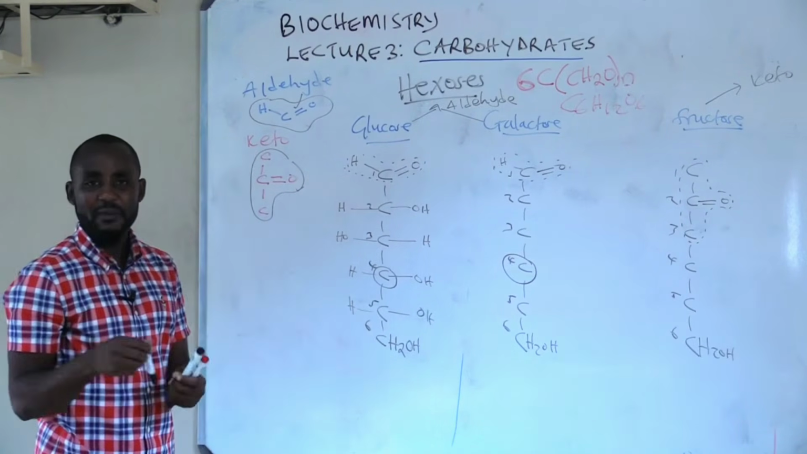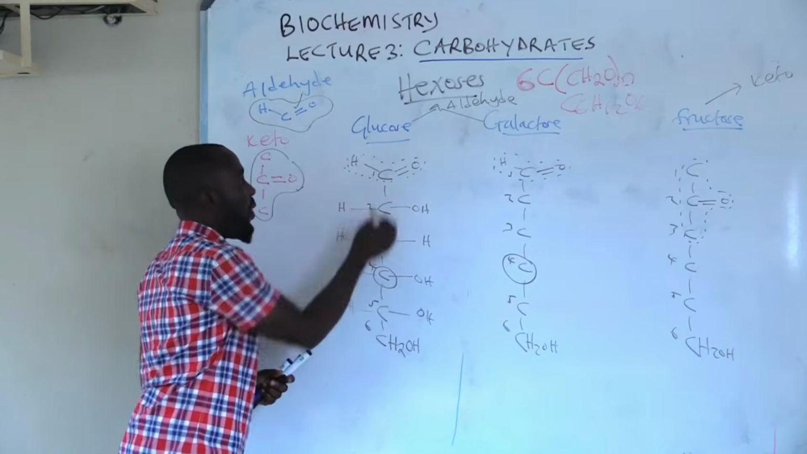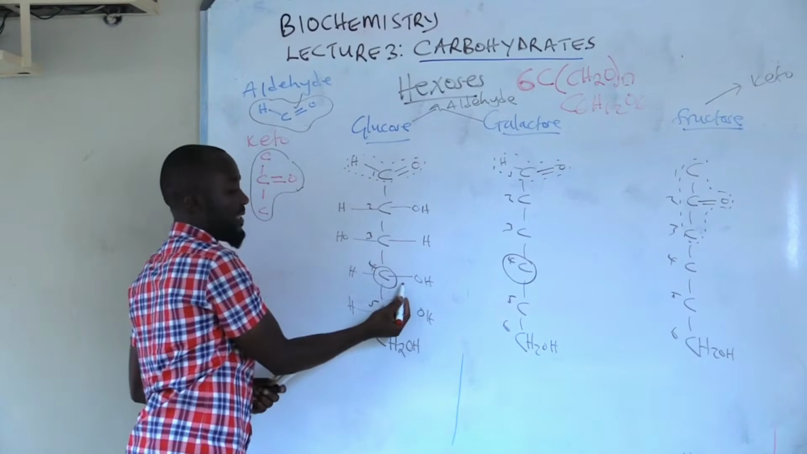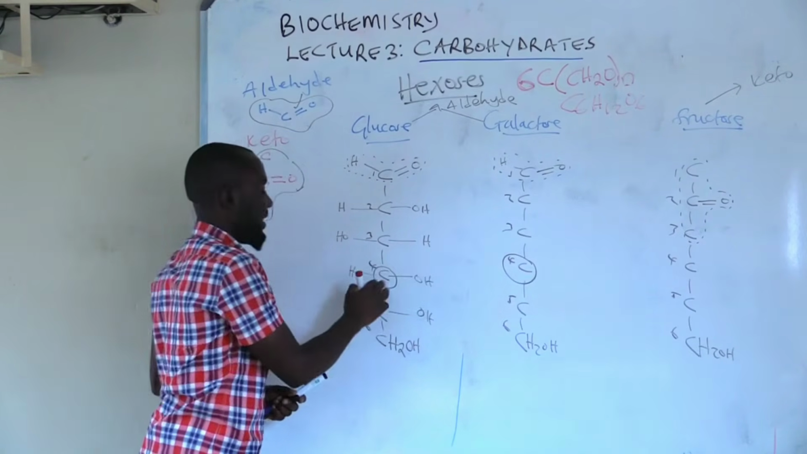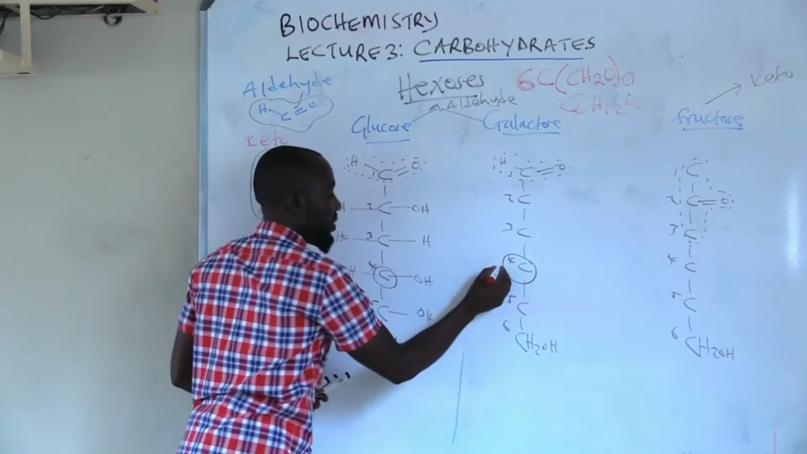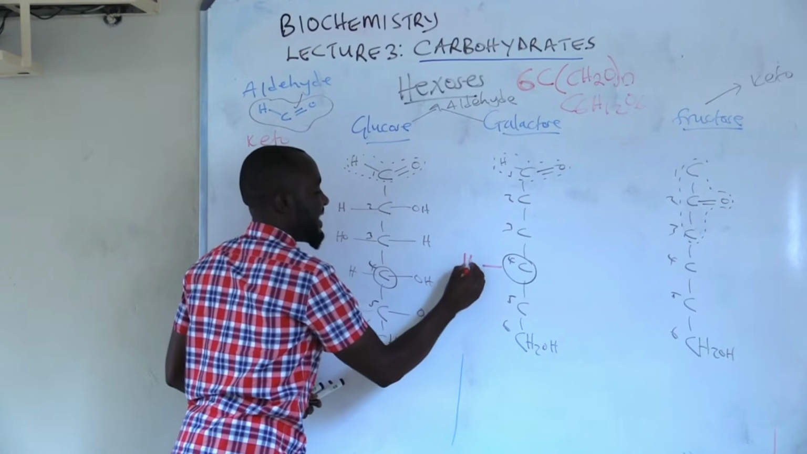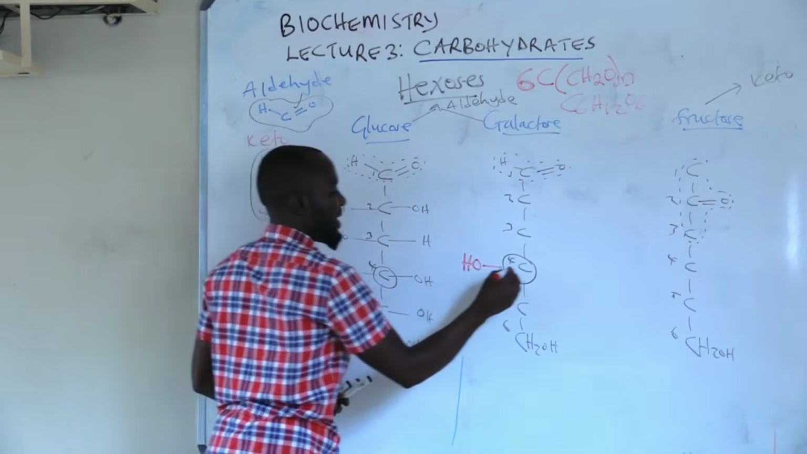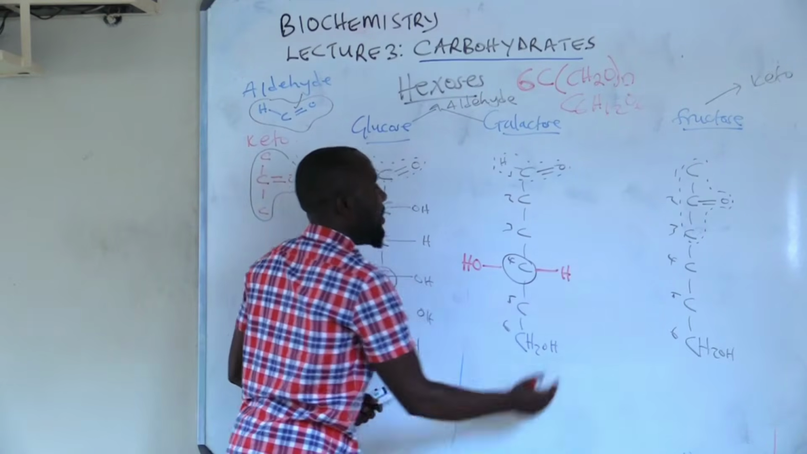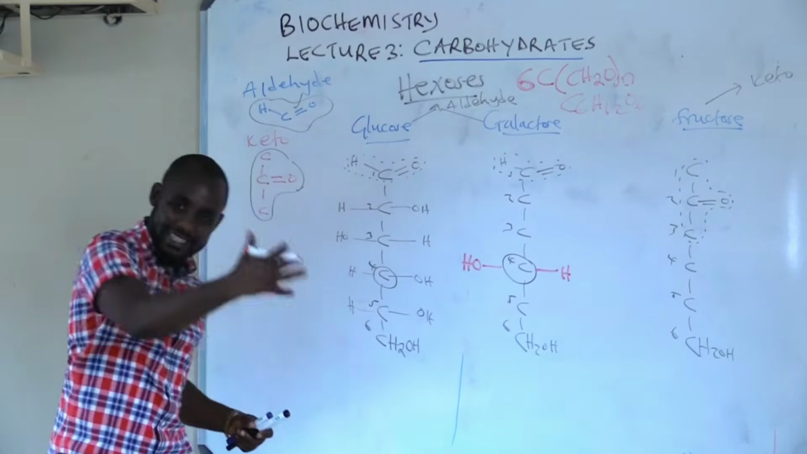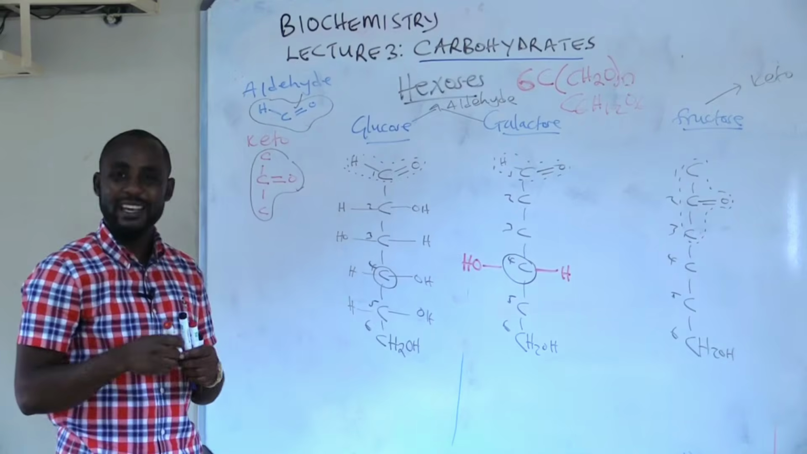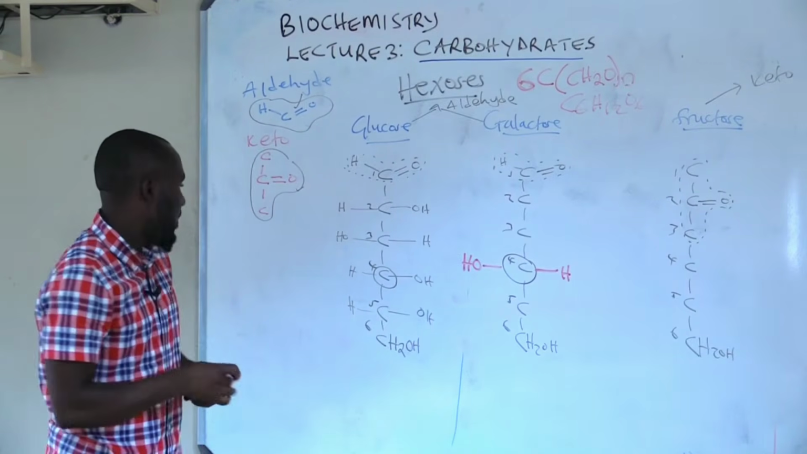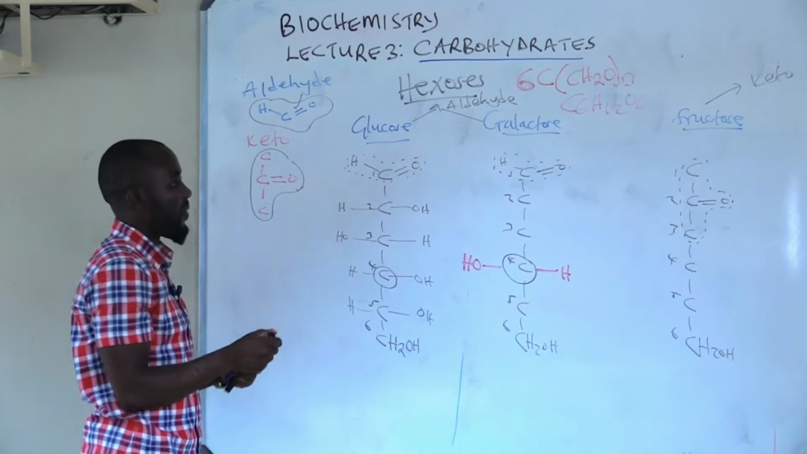What is the difference? On carbon number 4 of glucose, OH is on your right side, H is on your left. But when we come to galactose, it exchanges. OH comes on the left, H on the right. But the rest is the same as glucose. Meaning, the same way you've drawn glucose, that's how you should finish for galactose.